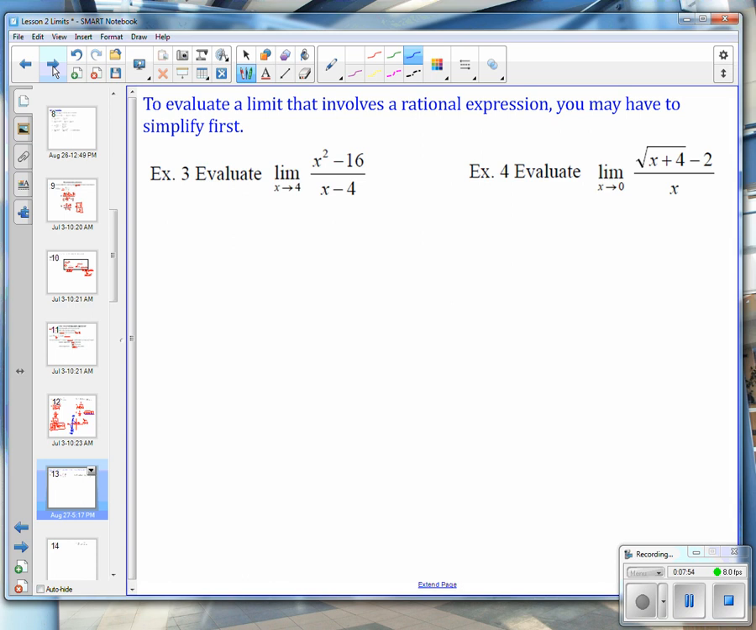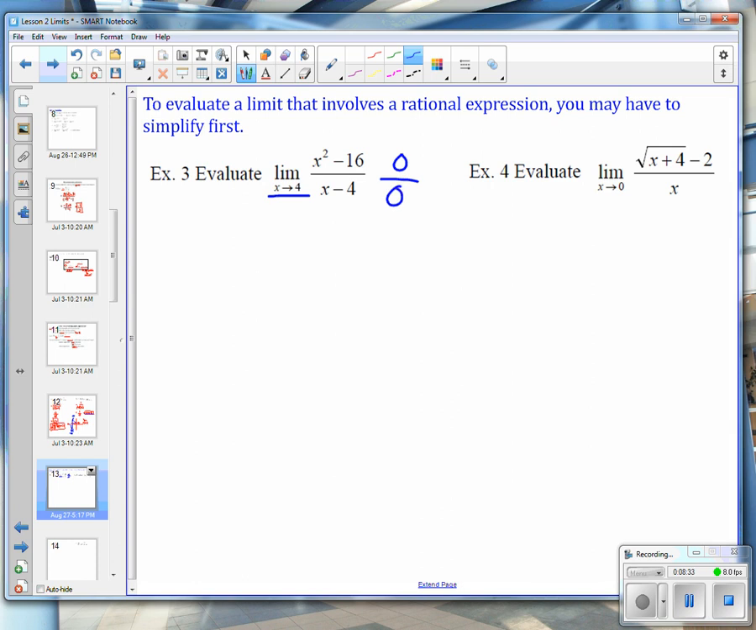Let's look at some more examples here. This one, now we're going to have to get into a little bit of algebra. And the next few questions, all the way up to example 8, are going to be a little bit algebra and rationalizing based. To evaluate a limit that involves a rational expression, basically a fraction, you may have to simplify first. So let's look at this guy. Right away, just kind of like mental math, if we plug in 4 squared minus 16, so 4 squared is 16, 16 minus 16 is 0, over 4 minus 4 is 0.